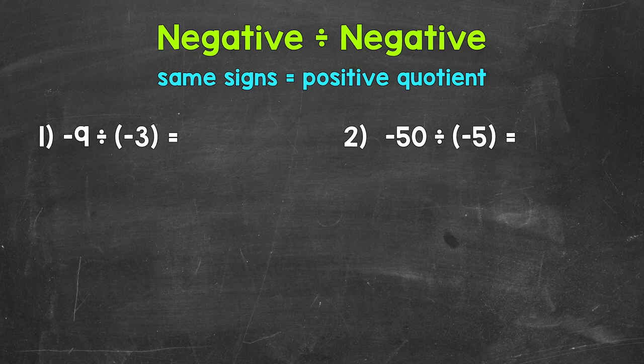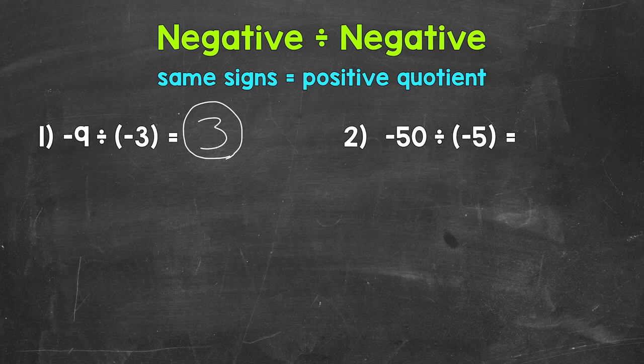With this being a negative divided by a negative, we have the same signs. This means our quotient, the answer to a division problem, will be positive. Just like when we multiply integers, having the same signs will equal a positive answer. Let's think of this as 9 divided by 3, which is 3. And again, this is going to be positive because we had the same signs, a negative divided by a negative. Our final answer, positive 3.